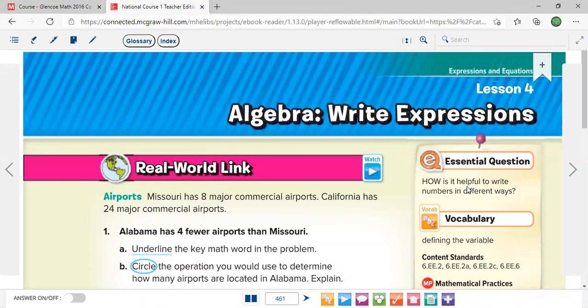This is lesson number 4 in chapter 6. Continue studying algebra, write expressions. We need to know how we can write expressions involving a variable like x, y, z, or a, b, c, or whatever letter you are going to use. So let's begin with this example first.